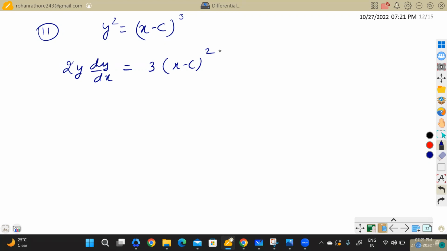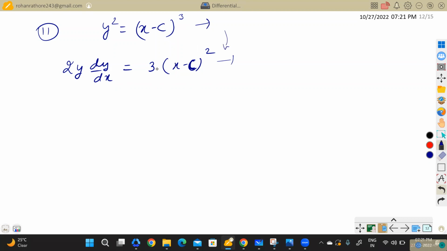Now, how can we form the differential equation? To form the differential equation, we need to remove this arbitrary constant c. But how can you do that? There can be multiple ways. You can expand this, and you can substitute the value of c from here into here to get something in terms of y.